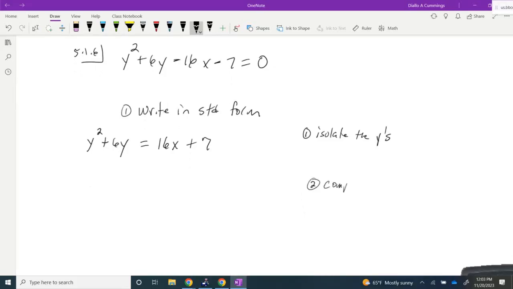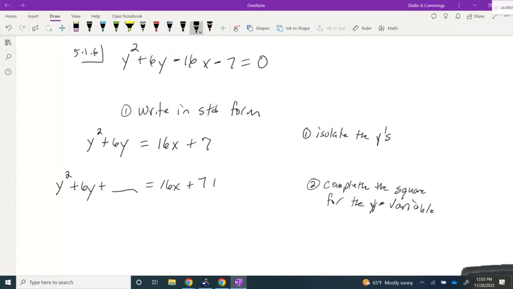Now we're going to complete the square for the y variable. So we have y squared plus 6y plus blank is equal to 16x plus 7.